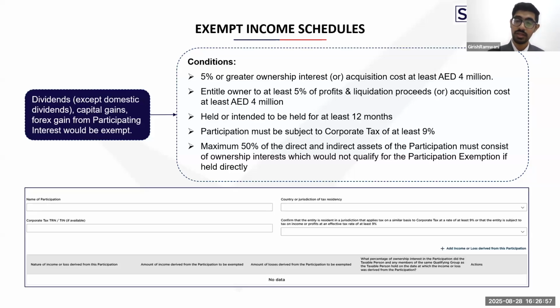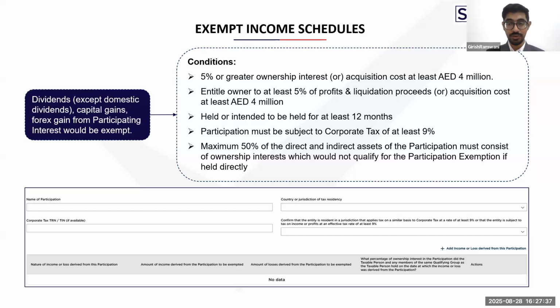Now, how the reporting in the schedule goes. When we see the schedule, we'll see that all the conditions the authorities are trying to see if you have analyzed whether they have been fulfilled. So it asks you the name of the participation, the country of jurisdiction of that participation, the TRN, and also it asks you confirmation if that participation has been subject to tax of at least 9%. Then later you'll have to fill what has been the nature of your income or loss, what has been the amount. Then it also requires you to mention the percentage of holding that you have had.